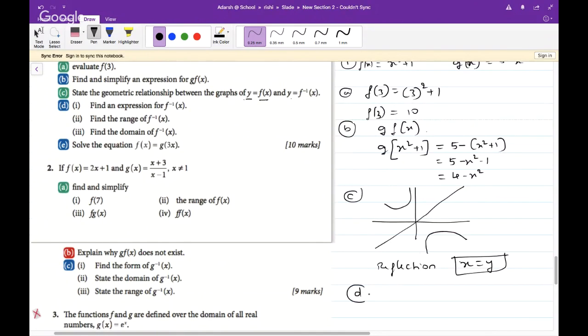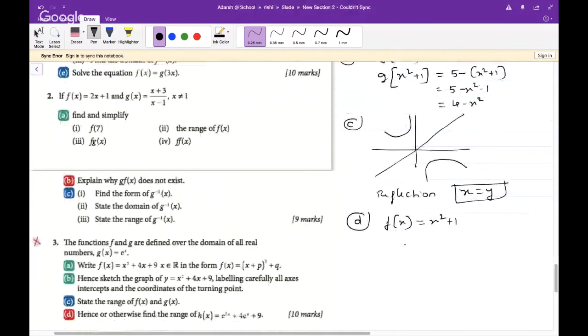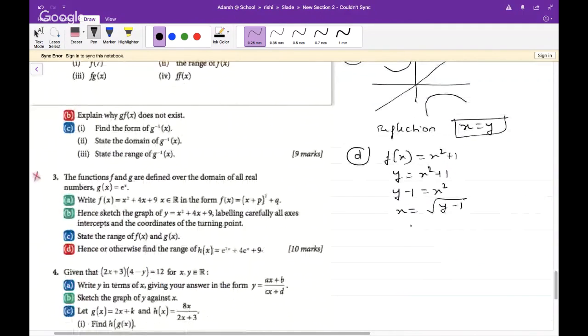Now let's go to the D question. Find the expression of f inverse of x. Now f of x you know to be x squared plus 1. Take this as y equals x squared plus 1 and make x the subject. So y minus 1 is equal to x squared, so x is equal to the square root of y minus 1. Now interchange x and y and write f inverse of x. So f inverse of x is equal to the square root of x minus 1.